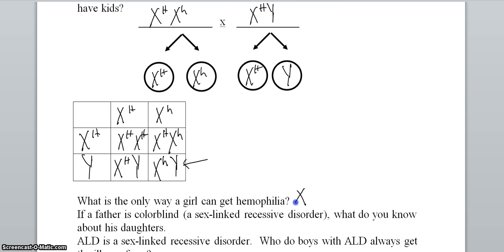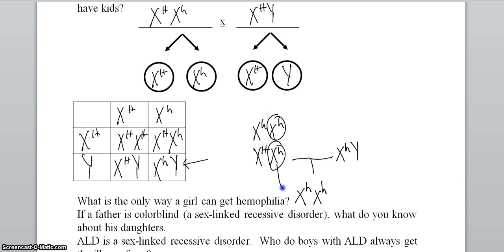So what is the only way a girl could get hemophilia? Well, the only way a girl could get hemophilia is if she's X little h, X little h. If she had a father who is X little h, Y, and she had a mother who was a carrier, or had a mother that also had hemophilia, right? She would get one of the X little h's from her mother, and the other one from her father who has hemophilia.